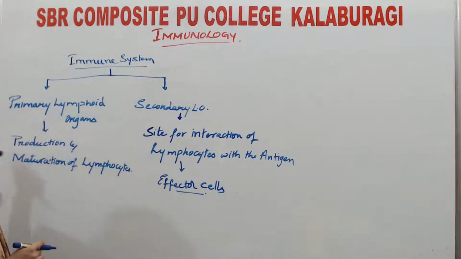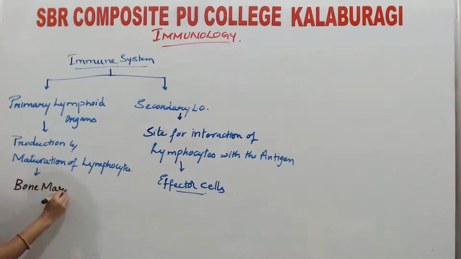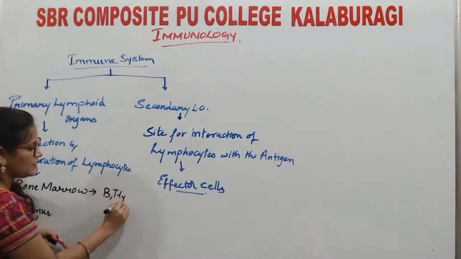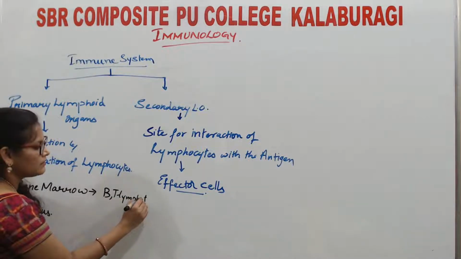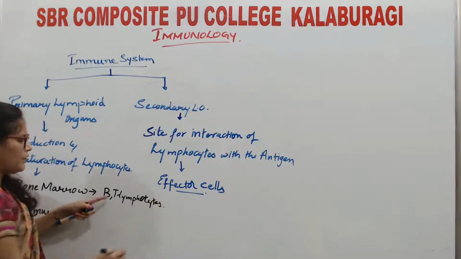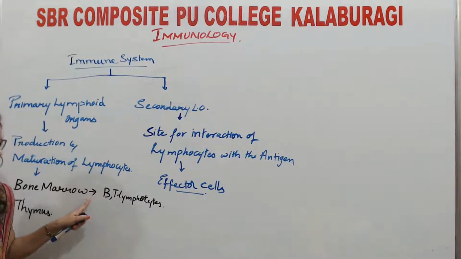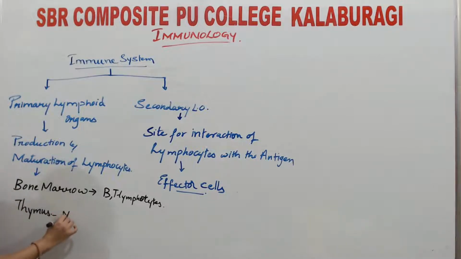If you see what comes under the primary lymphoid organs here, primary lymphoid organs include bone marrow and thymus. In the bone marrow, production of both B lymphocytes and T lymphocytes takes place. Important. The production of T lymphocytes, what is the site of production? It is bone marrow only. But T lymphocytes get matured in the thymus. Is that clear? Maturation of T lymphocytes.